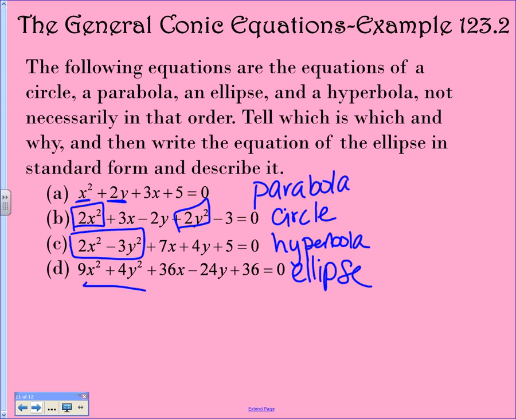Okay, so now it says tell which is which. We did. I asked y'all to do that. And then write the equation of the ellipse in standard form. So you had to get the ellipse part right. Which one is the ellipse? Just D. And how do we put it in standard form? Y'all been doing that, right? Okay.